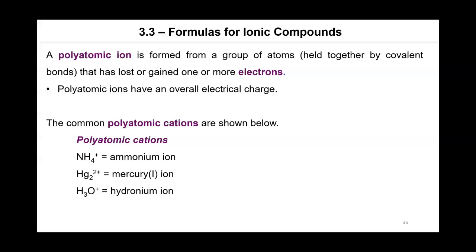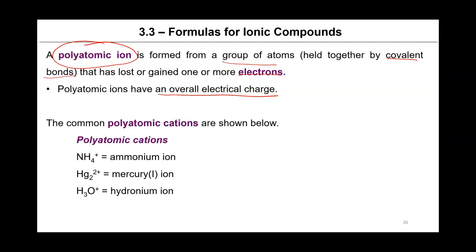An interesting group of ions are what we call polyatomic ions. This is when we have a group of atoms that are held together by chemical bonds that has lost or gained 1 or more electrons. It's important to recognize that polyatomic ions are not molecules, as they have an overall electric charge.